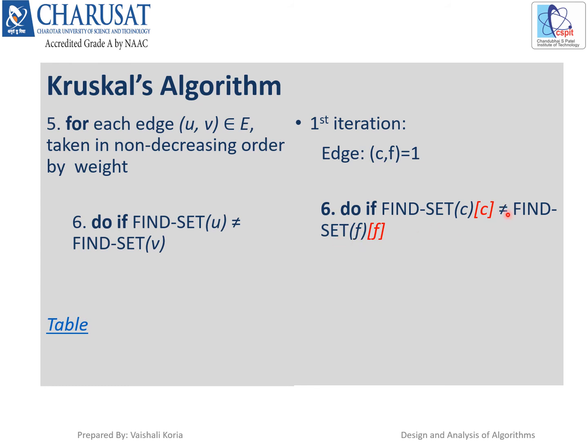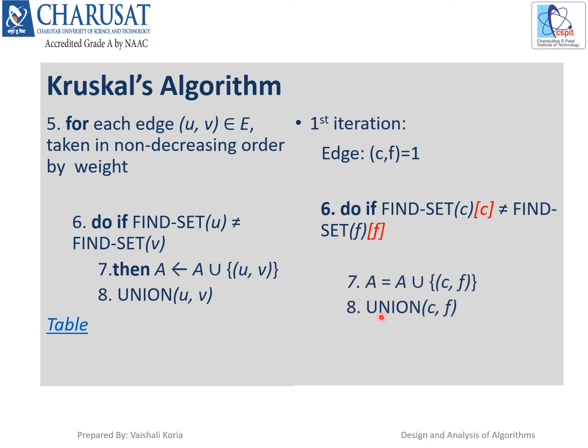Both the vertex sets are different, so we can add that edge into the solution set. So now the solution set contains CF. Now after adding the particular edge into the solution set, we have to call the union operation. If we call the union operation on this CF, a new set will be created, and in that set both the elements C and F will be added. So a new set will be created which represents both C and F.